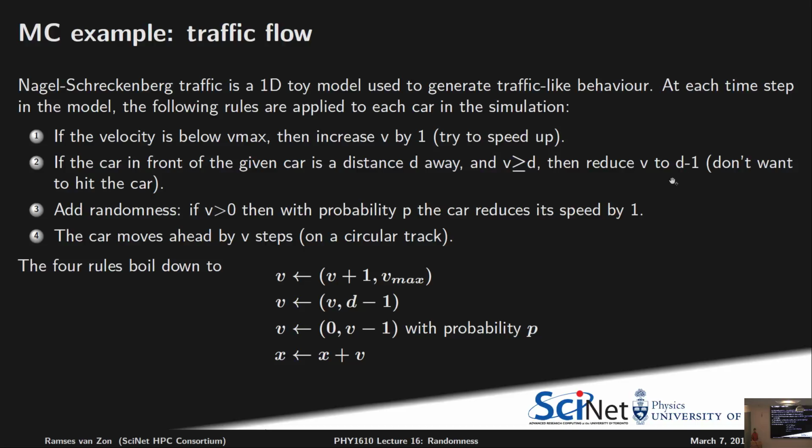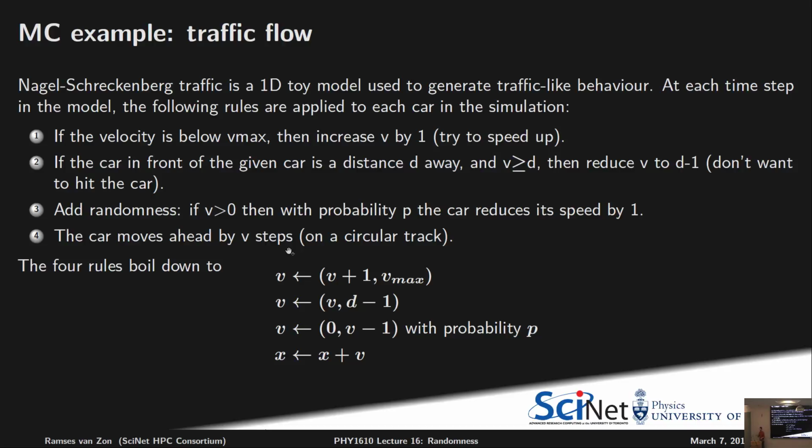So you're going to slow down and reduce your velocity such that you don't hit the car in front of you. And then the last part is you add some randomness. And you say, whenever the speed is bigger than 0, there's some probability that I reduce my speed. I take my foot off the gas a little bit by accident, or I'm distracted. These things happen. And at every move, the car moves ahead by the number of steps that there are.